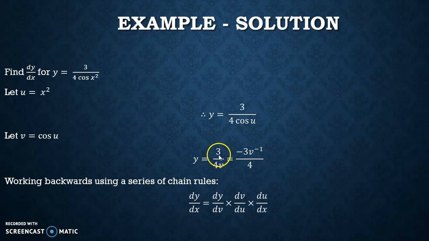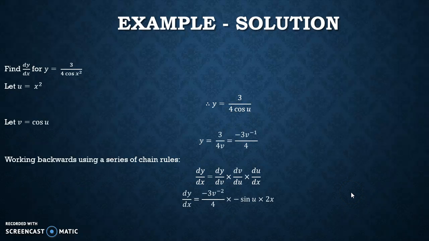Okay, so I'm looking at this. We can just work backwards using a series of chain rules. So this is just multiple chain rules being applied. We want to get to dy dx. And if we multiply these 3 different stages, the dv's will cancel, the du's will cancel, and we'll be left with dy over dx. So again, that's what we're going to do. We're going to substitute these in. Now the negative should be there, sorry.